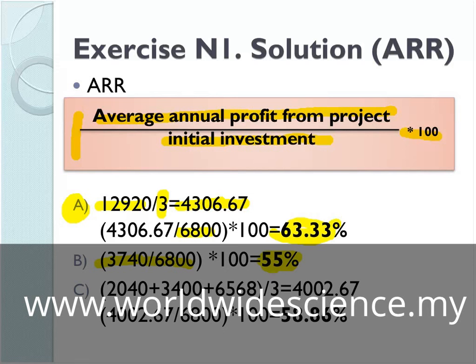Okay, and with C it is the same. You remember we have to check the average profit from project C. We should get our average profit first. Just add all the profits together for the 3 years and divide by 3. You'll get the average value, right? It's 4,002. Then, based on the formula, you divide your 4,002 average profit by the investment. You multiply by 100, and you will get 58.86% of the profit for project C. Okay?